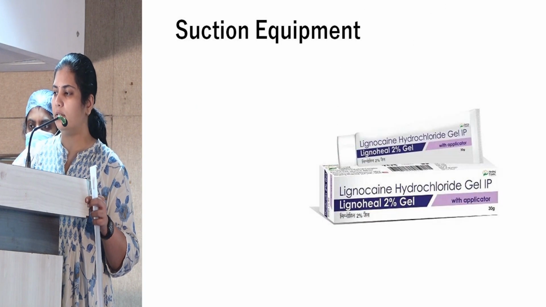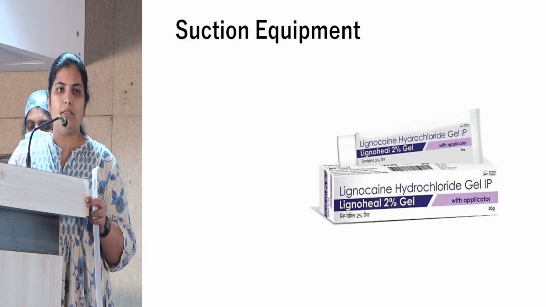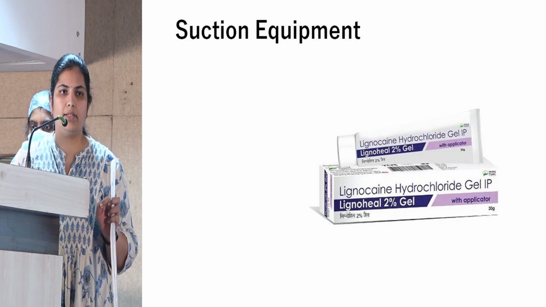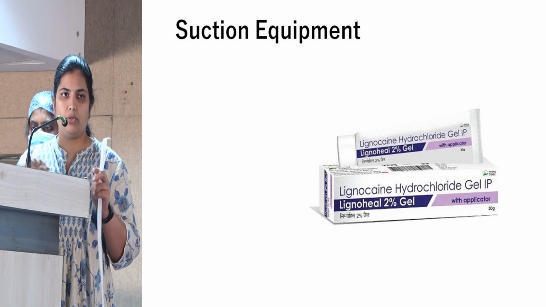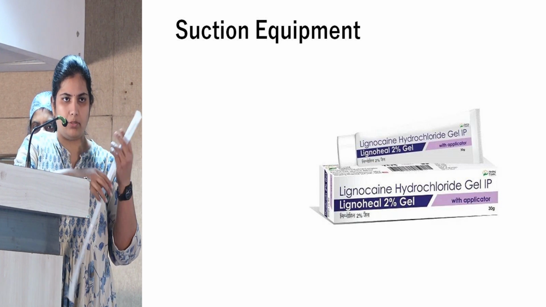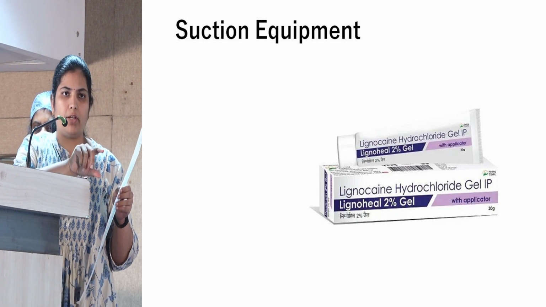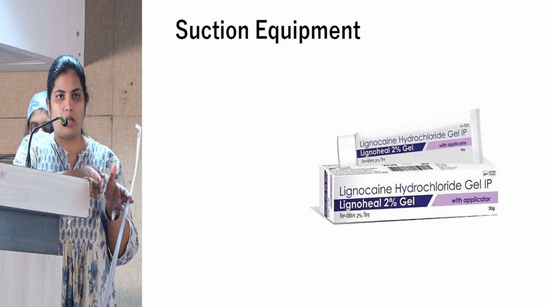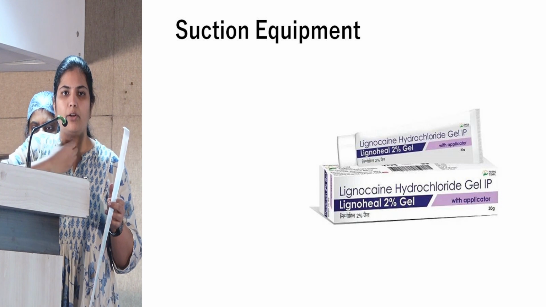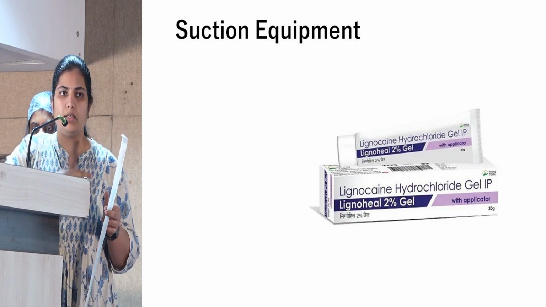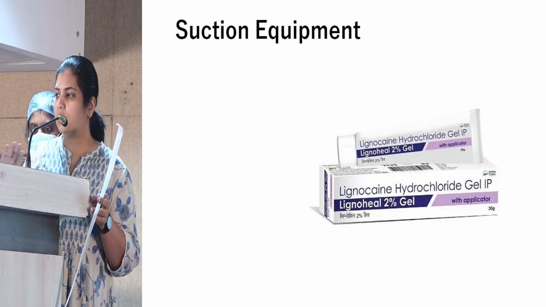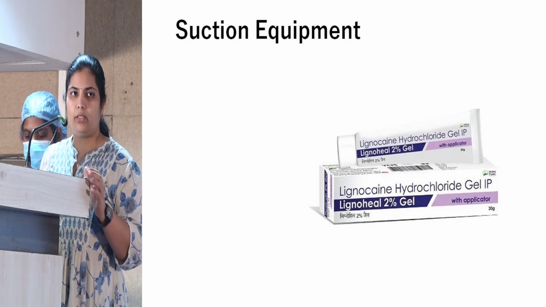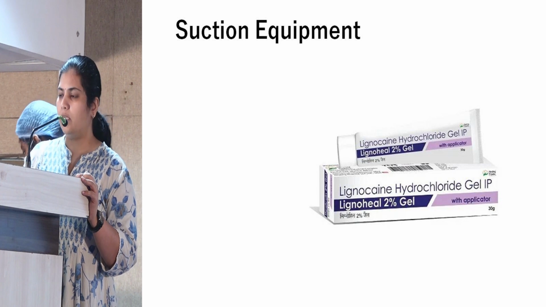Then this is lubricating gel. Always before placing a Ryle's tube or intubating, we should have a lubricating gel. We spread that gel over the cuff of the endotracheal tube so that the gaps between the cuff are filled up with this gel, and also there is some analgesia to the mucosa, so that the mucosa does not get damaged. So these are the equipment which are required for intubation.